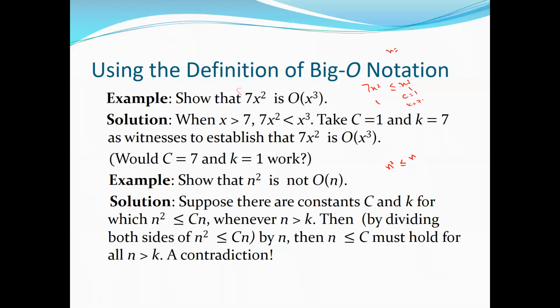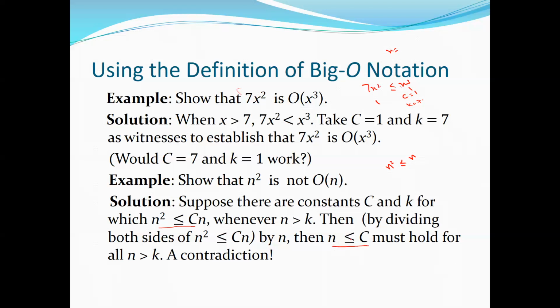Suppose there are constants c and k for which n square is less than or equal to cn. So for example, there is some constant value c for which this becomes true whenever n is greater than k. Then if you divide both sides of the inequality by n, n square divided by n less than or equal to cn divided by n, this becomes n less than or equal to c. And this should be true for all values n greater than k, but it is not. This is a contradiction.